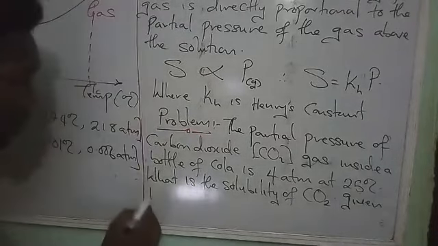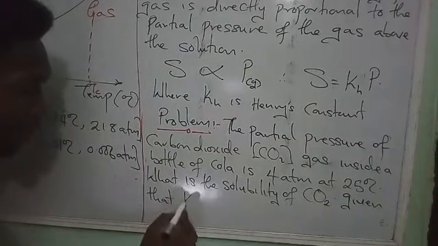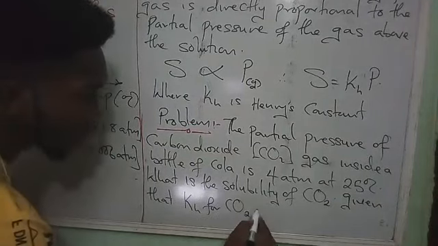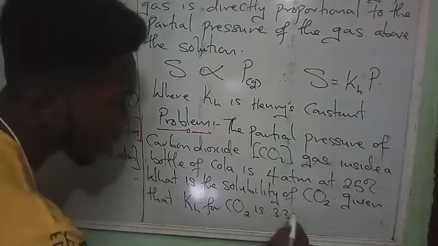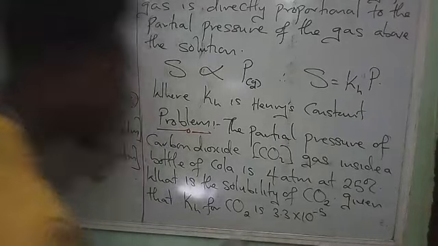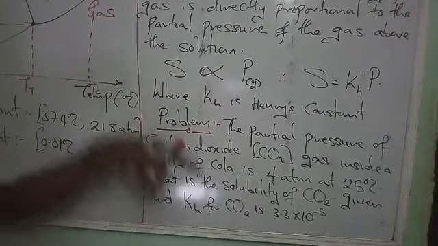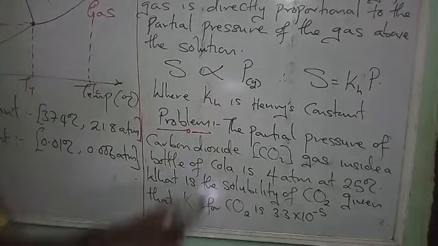Given that KH for CO2 is 3.3 times 10 to the power minus 5. And of course, when you look at it, you should easily be able to classify the unit of KH from here.